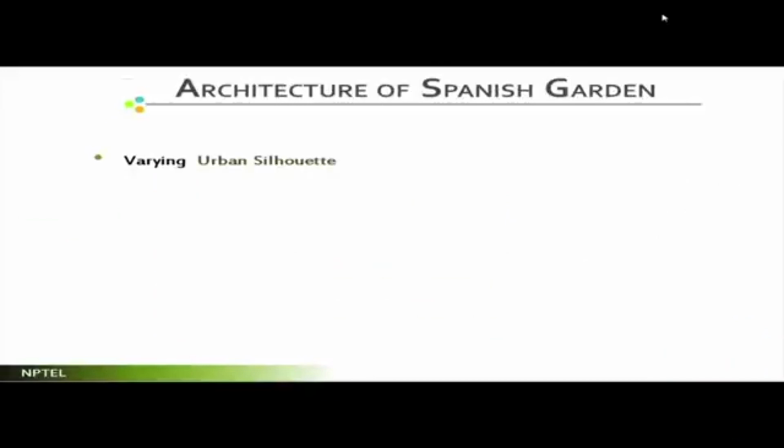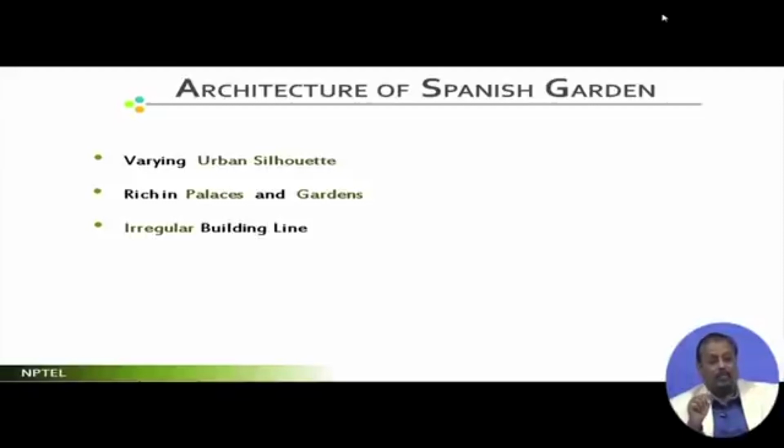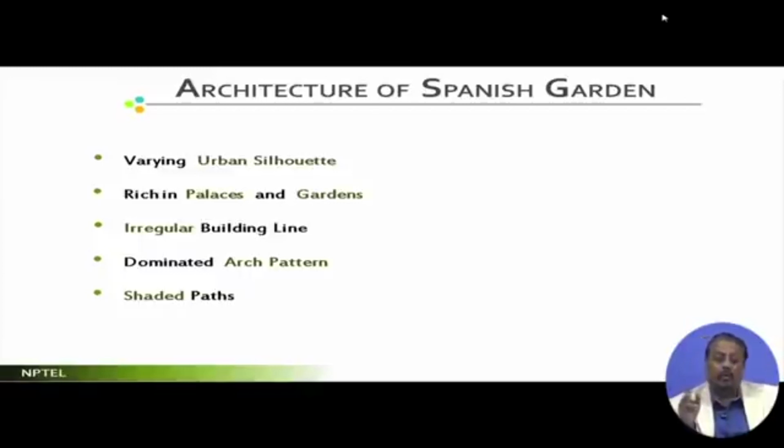It was the varying urban silhouettes that they had. It was rich in palaces and gardens. It also had irregular building lines. Interestingly, all the buildings, other than Cordoba Mosque, had irregular building lines. It had a dominant arch pattern in the architecture, and it had shaded paths. This they have created. These shaded paths themselves became a component in our landscape.